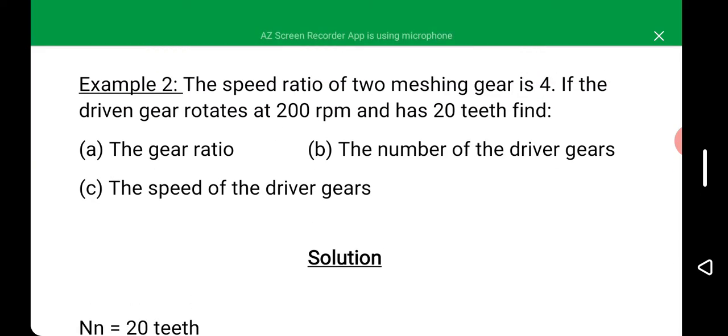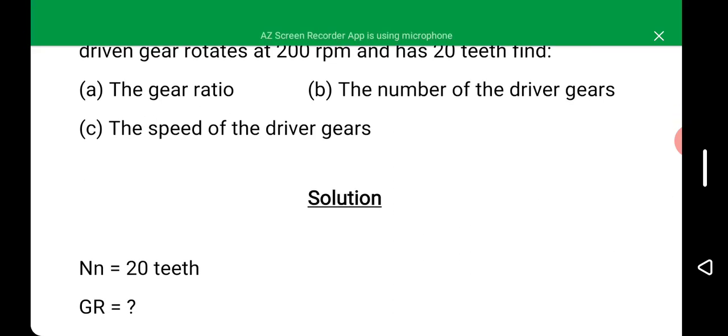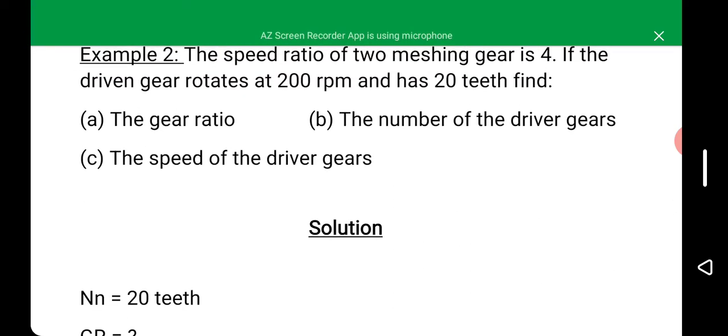We are given the speed ratio, that is SR. And what do we say about the relationship between them? Do we not say that they are equal? So you just tell them your gear ratio is 4.